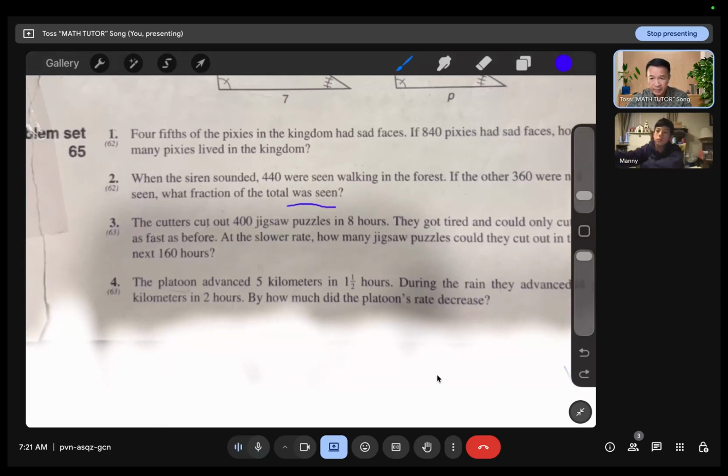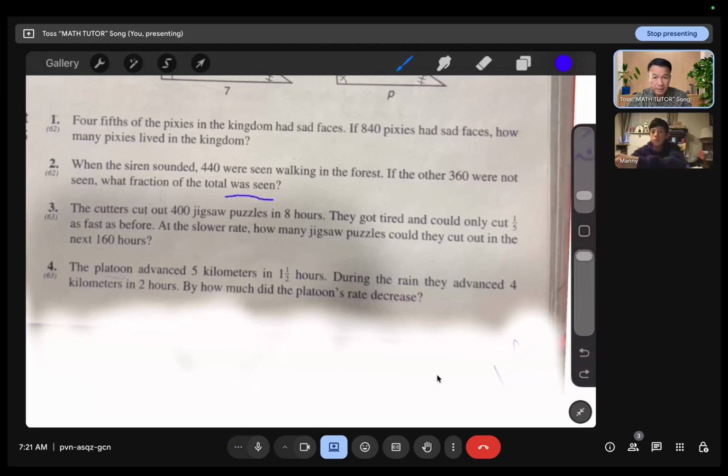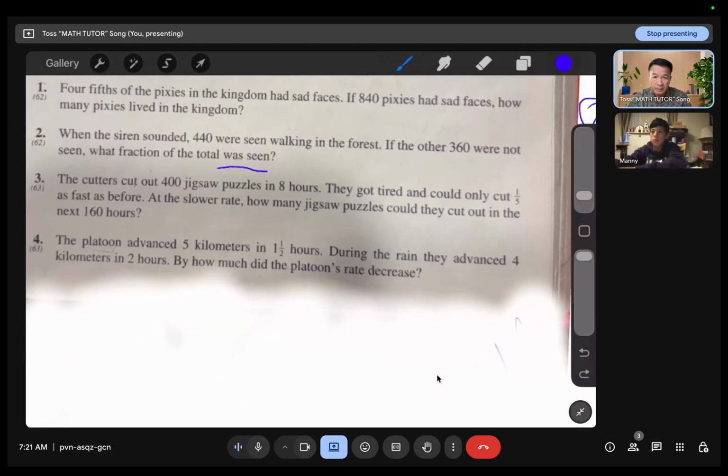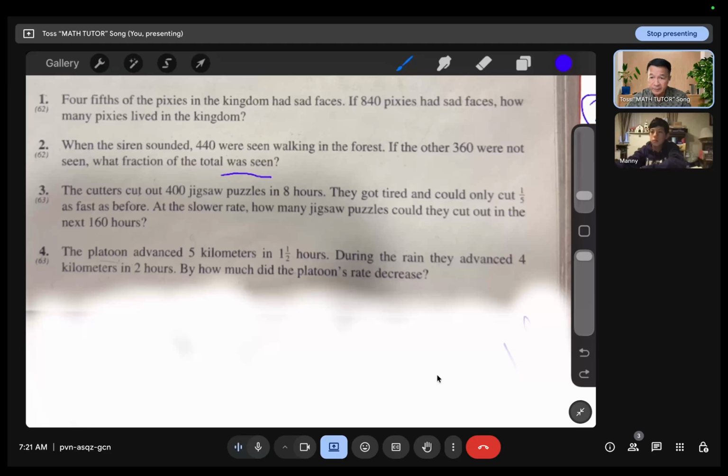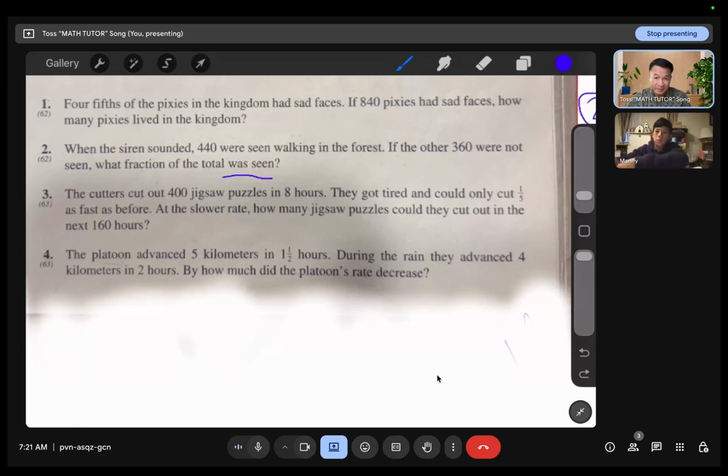All right, number 3. The cutters cut out 400 jigsaw puzzles in 8 hours, okay? They got tired and could only cut 1/5 as fast as before. At the slower rate, how many jigsaw puzzles could they cut out in the next 160 hours? Okay, look at this. Dude, it's really getting crazy in the setup. But I'm sure you can do it.